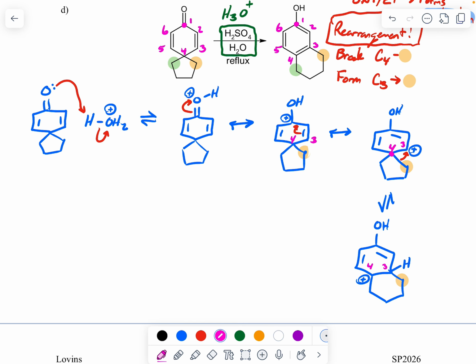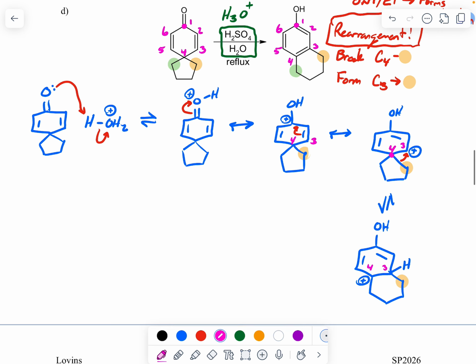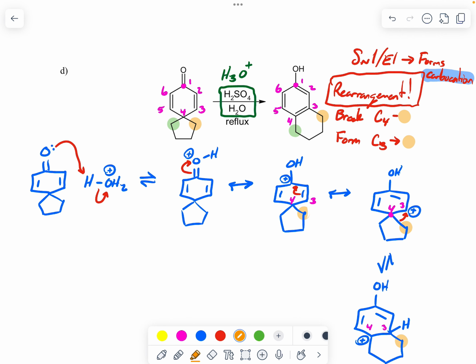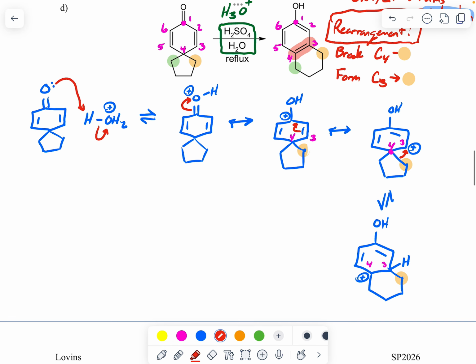Now we're very close to the final product that we need to make, because notice the only difference between this intermediate and the end of our mechanism is that there happens to be an alkene between carbons 3 and 4. If we have carbon 3, which we can imagine is acting as an alpha carbon with an alpha proton, and a carbocation on carbon number 4, we can utilize water as a base to perform an E1 reaction. So it can deprotonate the proton and form the alkene in order to give us our final product.